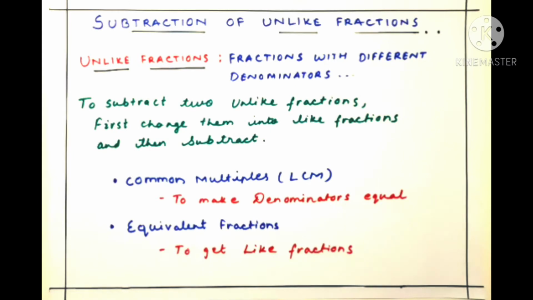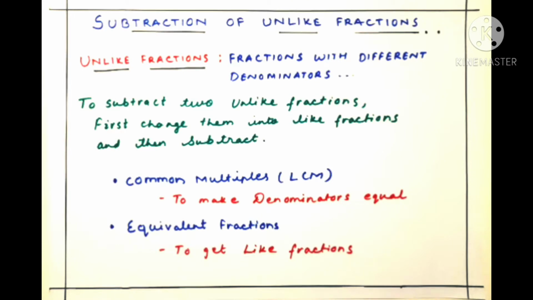Hello everyone. Today's discussion is about subtraction of unlike fractions. Fractions with different denominators, whose denominators are not the same, are called unlike fractions. So, to subtract two unlike fractions, first you have to change them into like fractions and then subtract.